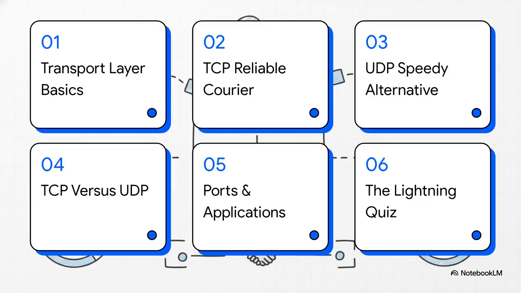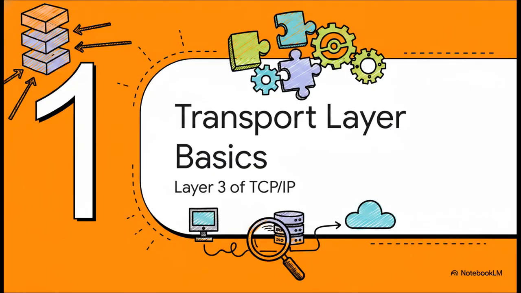To answer that, here's our roadmap for this explainer. 1. The transport layer basics. 2. TCP, the reliable courier. 3. UDP, the speedy alternative. 4. A TCP versus UDP showdown. 5. Ports and applications. And 6. A lightning quiz. Let's kick things off with Section 1, the transport layer basics.